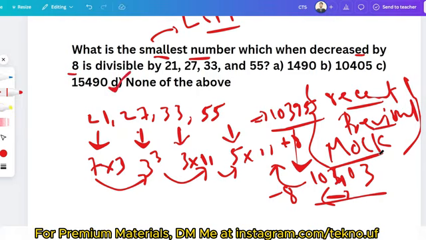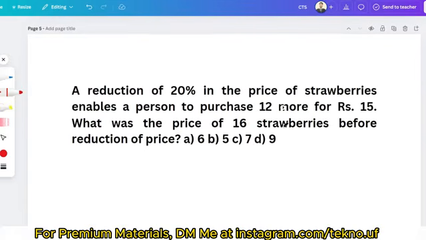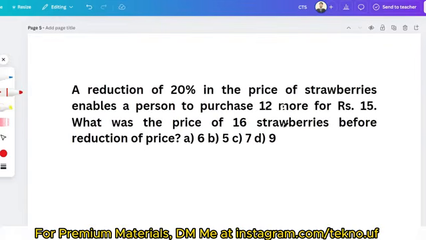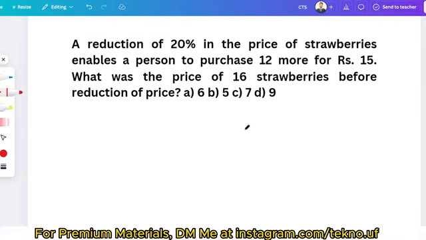Okay, so I hope you understood. So let me go to the next problem. The problem is: a reduction of 20% in the price of strawberries enables a person to purchase 12 more for Rs 15. What was the price of 16 strawberries before reduction of price? So please pause the video and try to solve the problem by yourself.